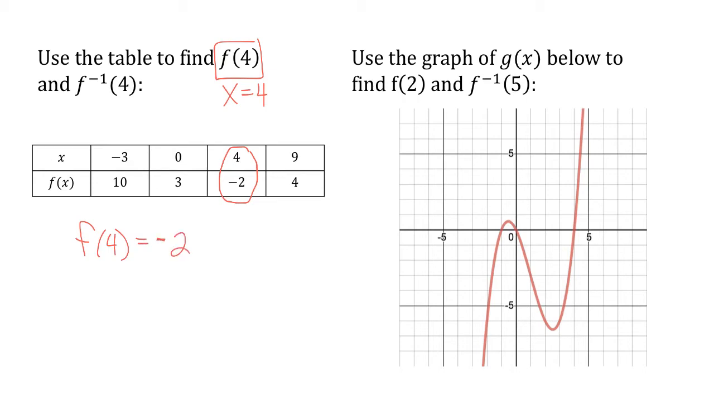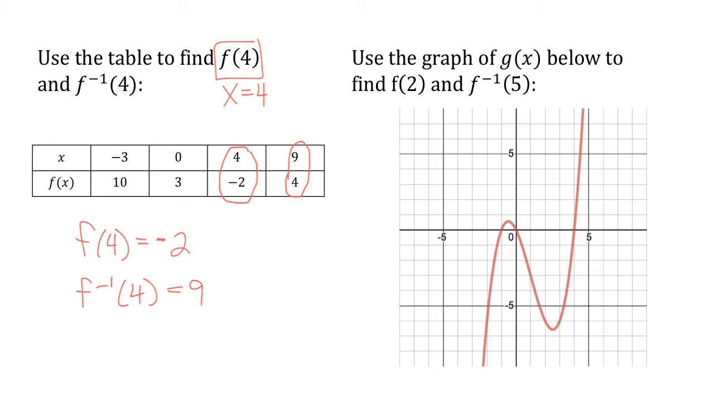The next one says the inverse. The way you read this with the little negative 1 is the inverse of f of x. So this would be the inverse of f of 4. And inverse just means you switch the inputs and outputs. So instead of plugging in 4 for the input, you put in 4 for the output, which happens here, and you find what the input is. So that would be 9.